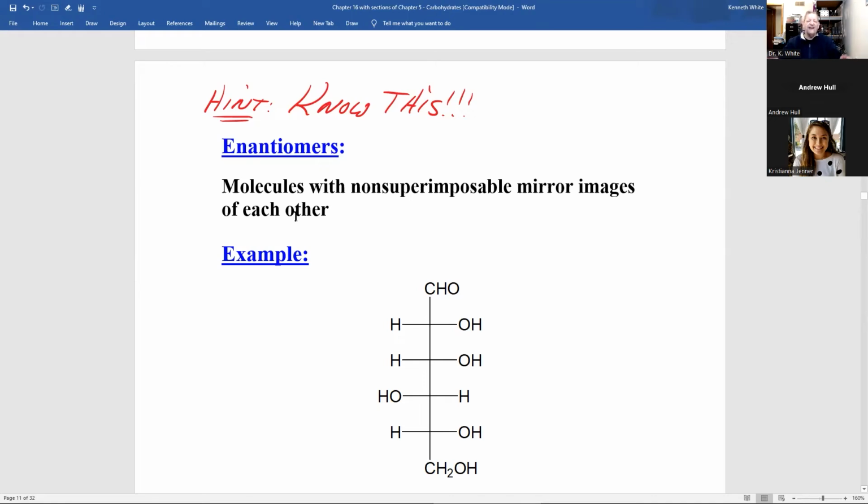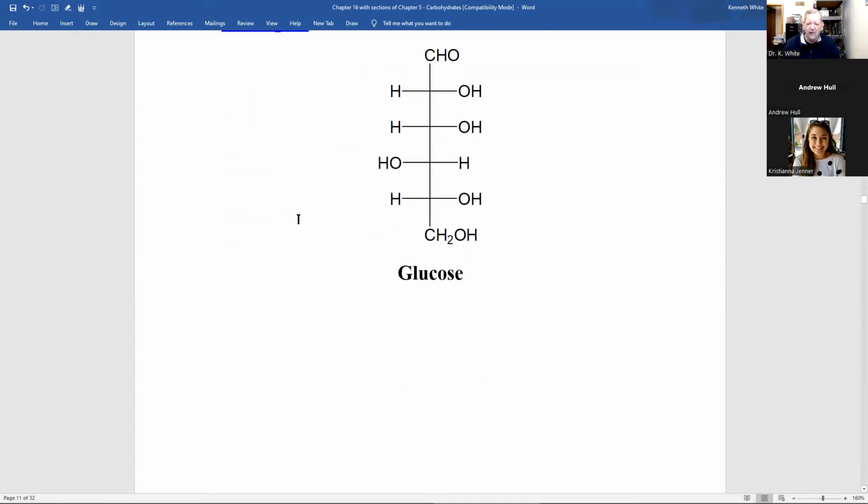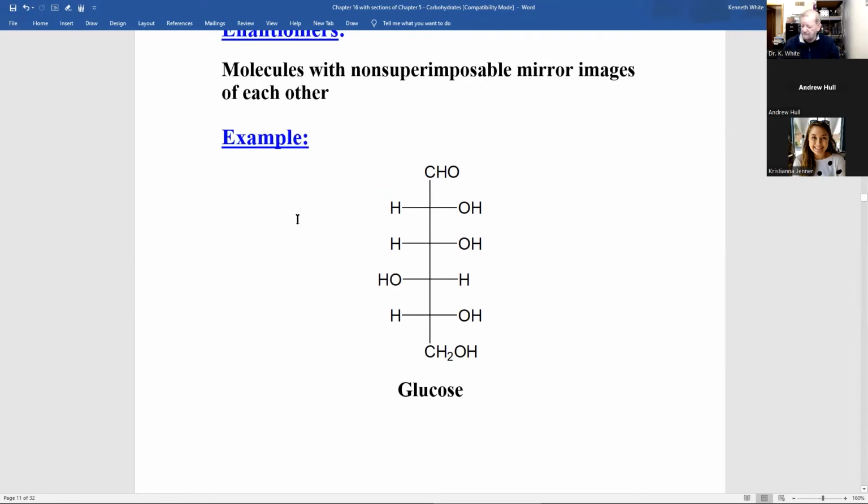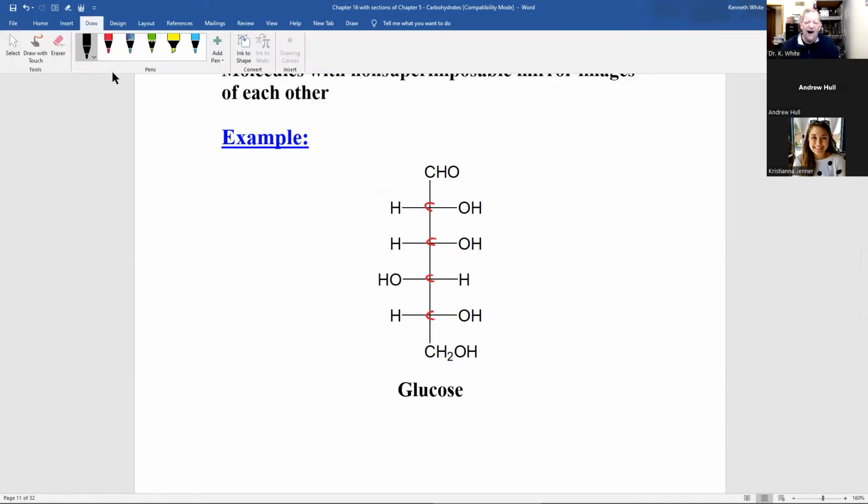You can have two molecules that are mirror images of each other, non-superimposable. I like those special effects. But anyways, they're called enantiomeric pairs. And if we look at glucose, let me remind you, this, this, this, and this, those are chiral carbons. They're carbons, first of all, and they're chiral. So how do you draw the enantiomer of glucose?